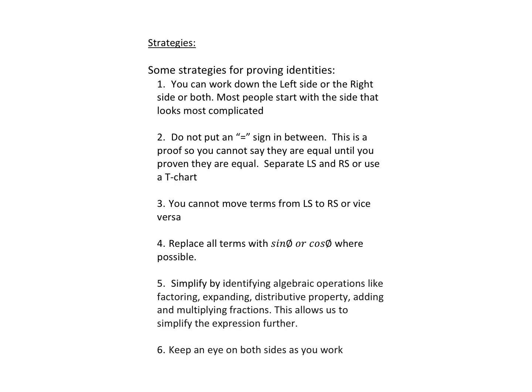And the first strategy we usually do is that we replace all terms with sine or cosine if they are not already in that form. And you'll have it a little clearer when we start to do them. After that, we simplify. There's lots of things we can do to simplify. We can add like terms, we can factor, we can expand, we can find common denominators, multiply fractions, anything that we can do to simplify. And another thing, you want to keep an eye on both sides as you work. You don't want to blindly go down one side. You want to keep an eye on what you're trying to prove on the other side.